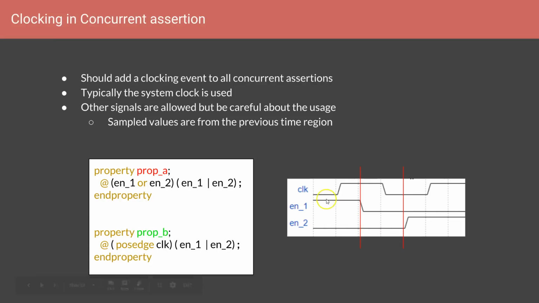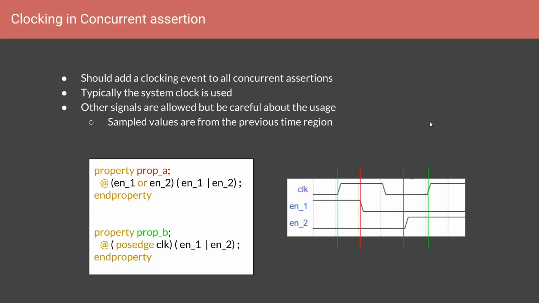But if you're using a clock signal as the clocking event for this property, this is the first point where it is evaluated. The clock is changing, and this is the positive edge of the clock. In the previous time slot, enable 1 is high and enable 2 is low, which will satisfy this property. And at the second positive edge of the clock, at this second green line, you can see that the change in enable 2 is also visible at this point. So enable 2 will be high and enable 1 will be 0. Therefore, this will also satisfy this assertion.